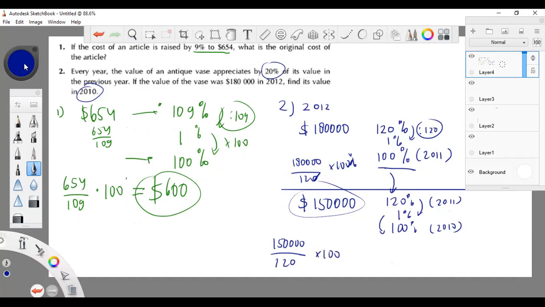So you do the double steps, right? First step is you divide, this becomes 1, divided by 120. So this also divided by 120. And going down to 100, you multiply by 100. So you will get the answer like this. So 15,000 divided by 12 times 10. So the value is $125,000 in 2010. See, if it increases by the year, the antiques always increase in price.